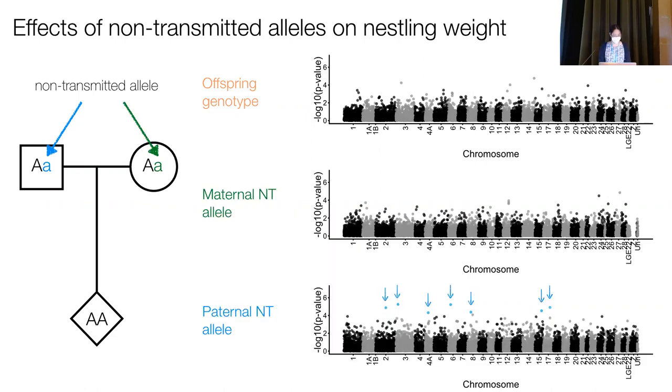But interestingly enough, if we fit models for the paternal non-transmitted allele, we actually find six regions of the genome that are associated with offspring fitness. And this is consistent with our model showing larger paternal genetic effects for nestling weight, which once again is consistent with what we know about the parental care behavior of Florida scrub jays.